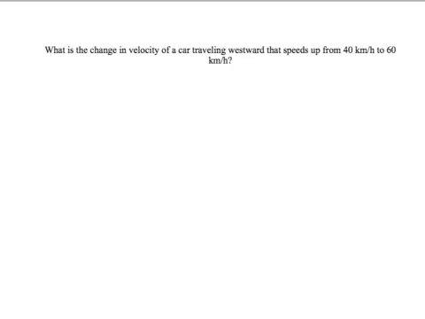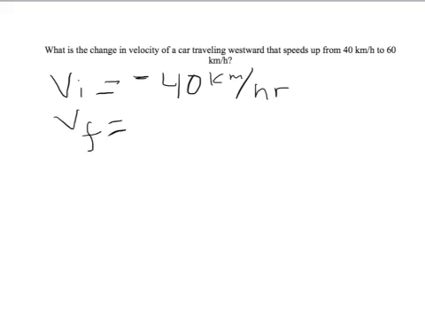What is the change in velocity of a car traveling westward that speeds up from 40 kilometers per hour to 60 kilometers per hour? So the process is the same. The initial velocity is 40 kilometers per hour, and I ask myself, is that positive or negative? We said that west is always negative, so that would be minus 40. And since the final velocity is also going west, it would also be negative. So the final velocity is negative 60 kilometers per hour.